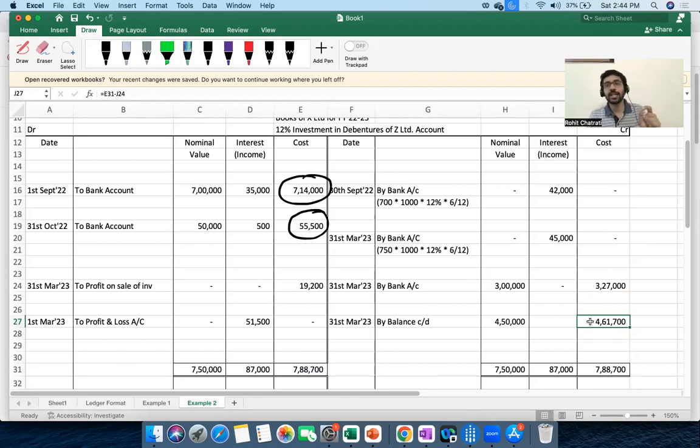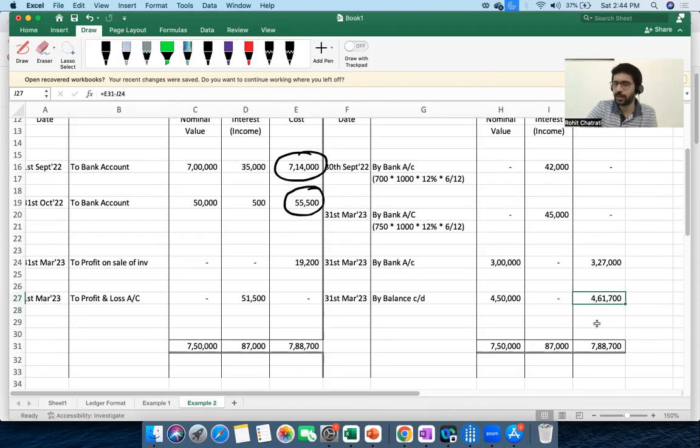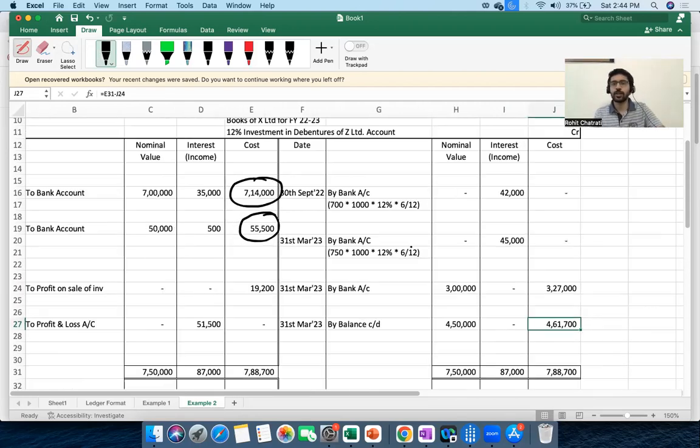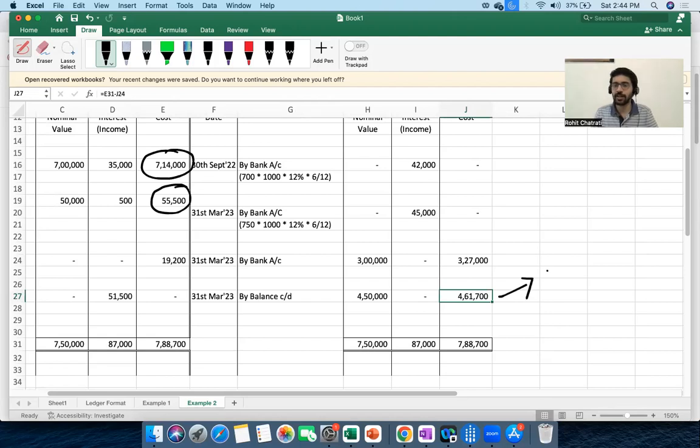So you are carrying forward to the next year 461,700 as the cost of debentures, and the number of units that you are actually having is 450 units. You had 750, you sold 300, you're having 450 units, nominal value 4,50,000, and the cost that you're carrying forward to the next year is 4,61,700. All right, there are two things. One is, if you look at it, the cost that you're having is 461,700, and the number of units you're actually having is 450.